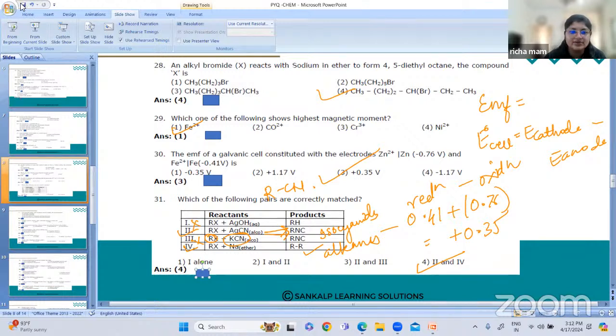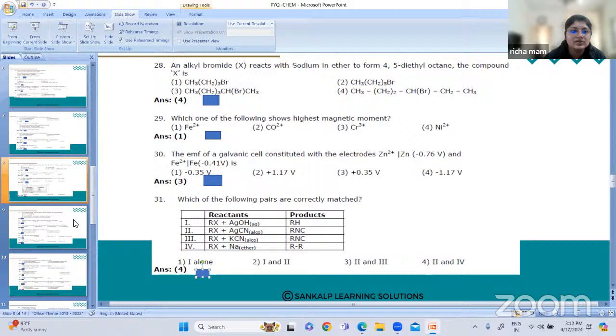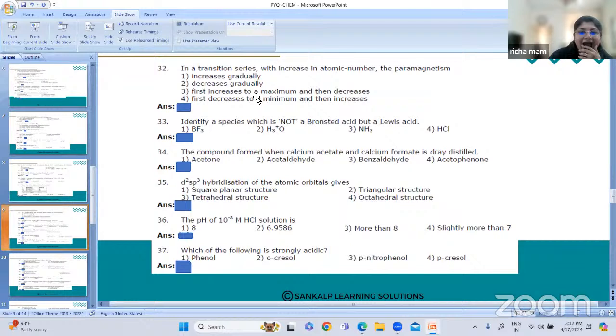Okay, let us go for the next one. In a transition series with increase in atomic number, what will happen to paramagnetism? It increases, it decreases, first increases to maximum and then decreases, or first decreases to minimum and then increases? What happens to paramagnetism?